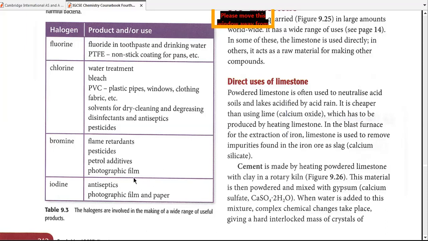Now, it is used in photographic films. This is something we studied back in chapter number 7. A little revision. Bromine, if used in photographic films, can be used for high quality photography or for commercial photography, because commercial photography is usually a high quality photography.